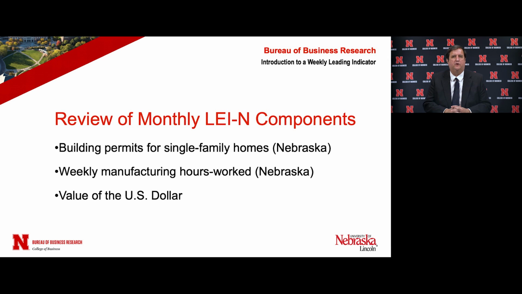Okay, let's get started. Here you see three of the components of the leading indicator for Nebraska. One is building permits for single-family homes. Cities around Nebraska will release counts of building permits for single-family homes, and actually for other types of building permits, shortly after a month ends. Not every city does that, but many of them do. And so you can get building permits for single-family homes on a very timely basis in Nebraska.